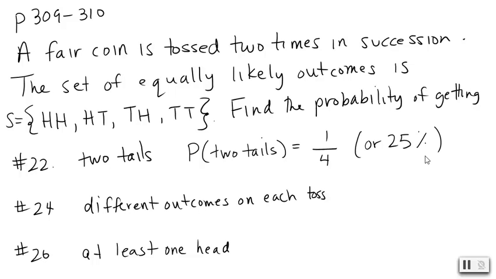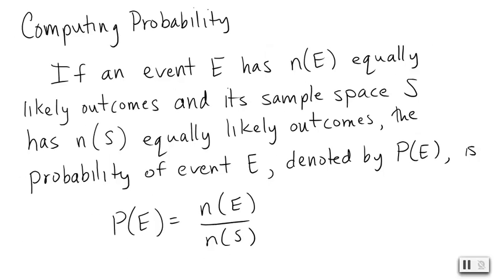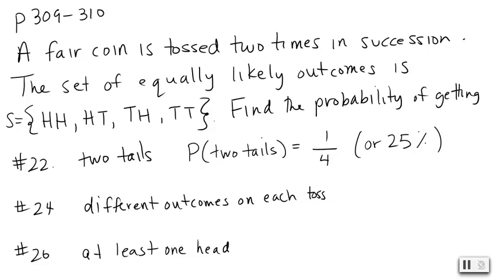Number 24 says, find the probability of different outcomes on each toss. Don't worry about writing the notation, but I want you to try to do this one. Come up with the numerator and denominator. Go back to the definition if you need to. Let's see if you got it right.